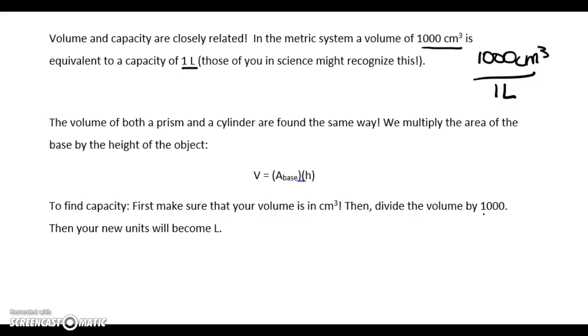So the volume of both a prism and a cylinder are found in the exact same way. We multiply the area of the base by the height of the object. We're using this exact same formula for both prisms and cylinders. Where this differs is in the area of that base, because with cylinders, that's going to be the area of a circle, whereas your prism might either be a rectangle or a square. But otherwise, this exact same formula for volume will be used for prisms and cylinders.